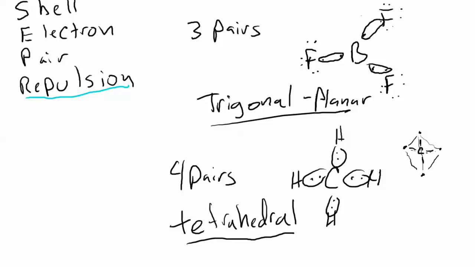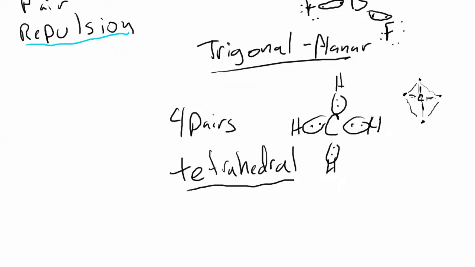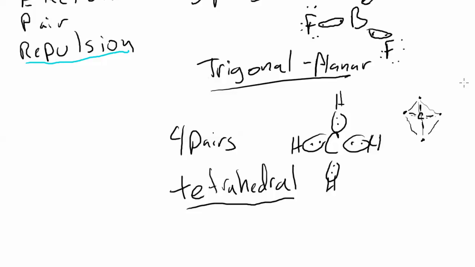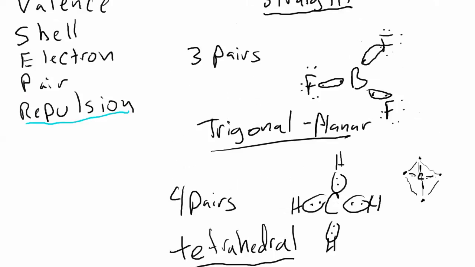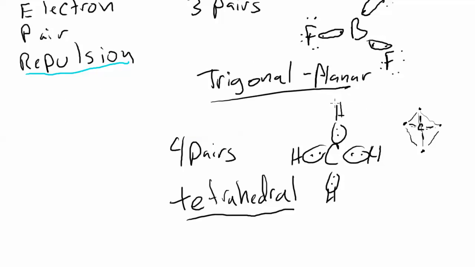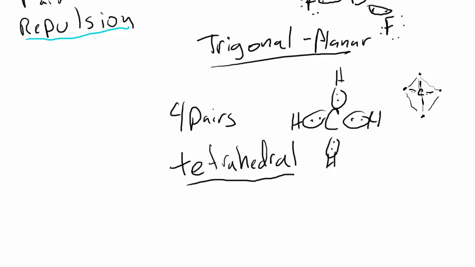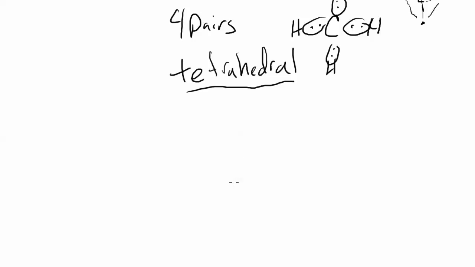So let's say we've done two pairs, three pairs, four pairs. Now some interesting things start to happen. For example, if you have some of the pairs that are not shared, in other words, there's not an atom at the end of the electron pair, then you start to get different shapes. So let's say we have four pairs, but one of them is unshared.